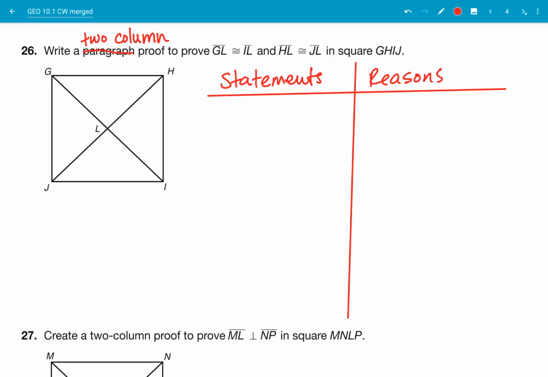Okay, so the very first thing that we're going to do is put GH congruent to JI. We know that GH is congruent to JI because we know it's a square. So this is the given or definition of a square. It's not exactly given, but we'll call this given / definition of a square because it's part of the information we're given, but it wasn't exactly explicitly stated.